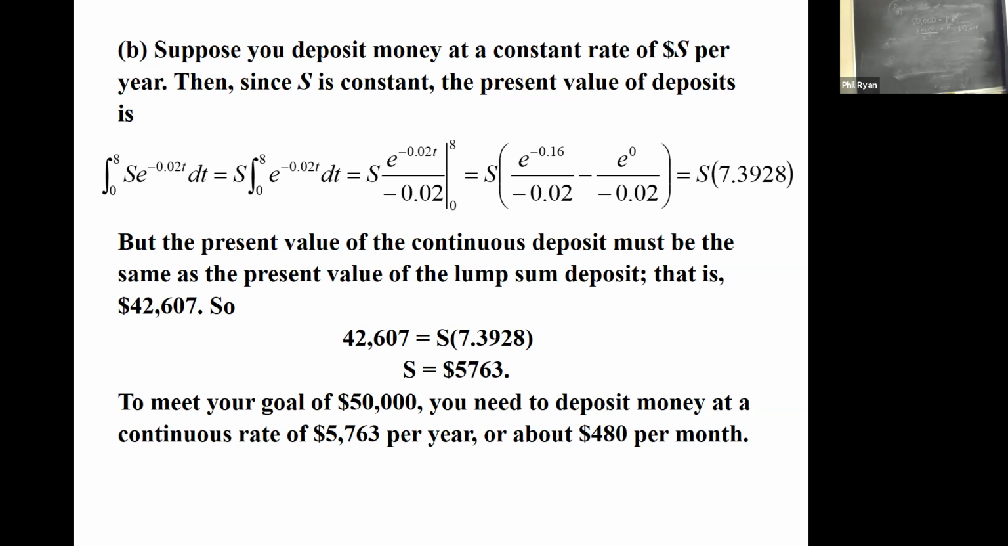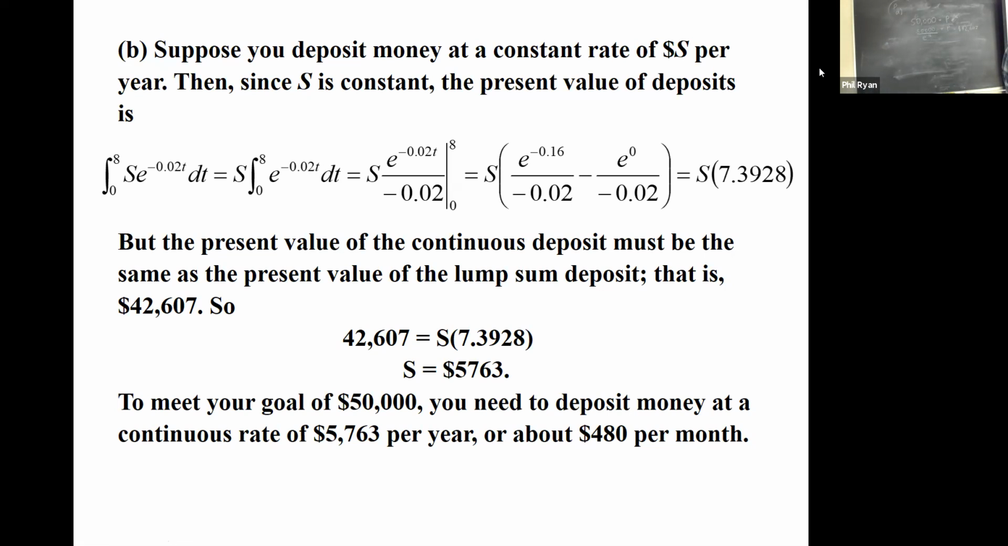The antiderivative of e to the minus 0.02t is e to the minus 0.02t divided by minus 0.02. And I do the evaluation between 8 and 0. So it gives me this answer. So this number here is like that 7.3928.